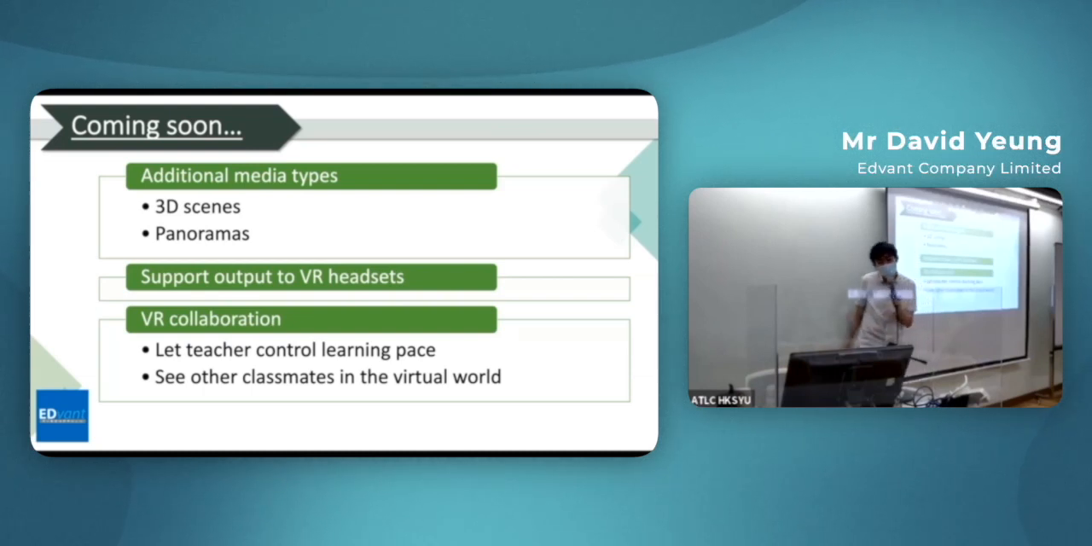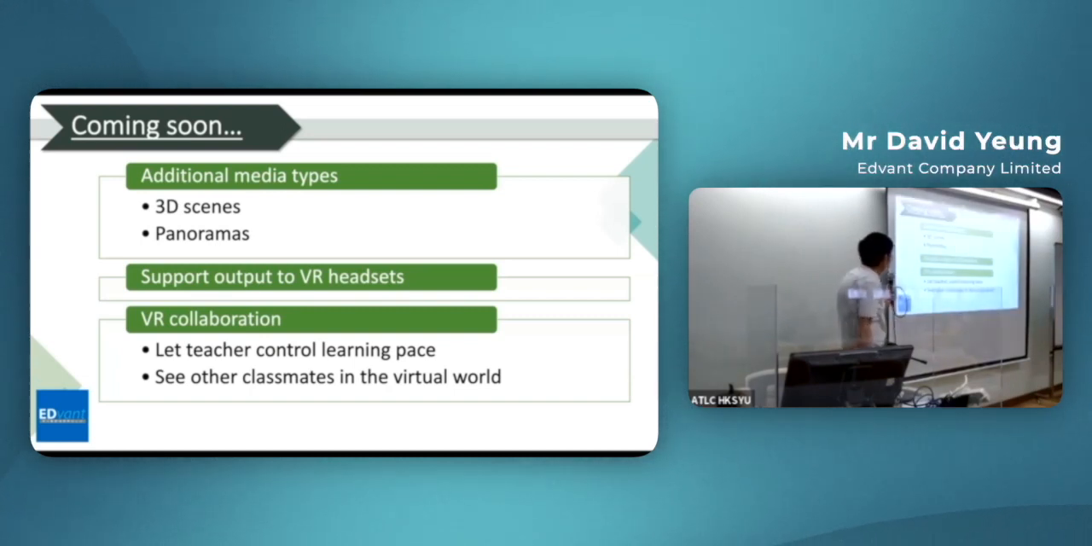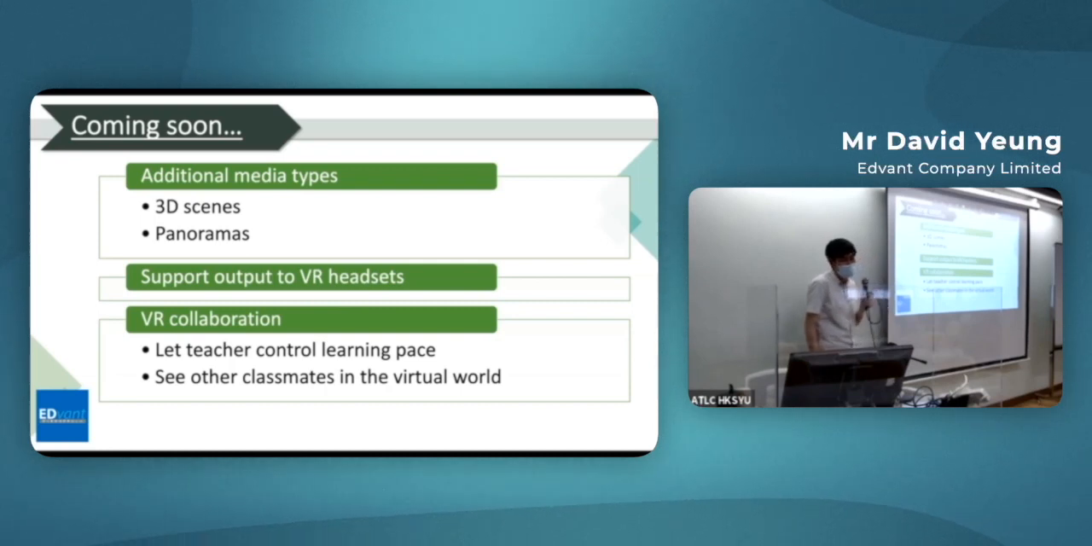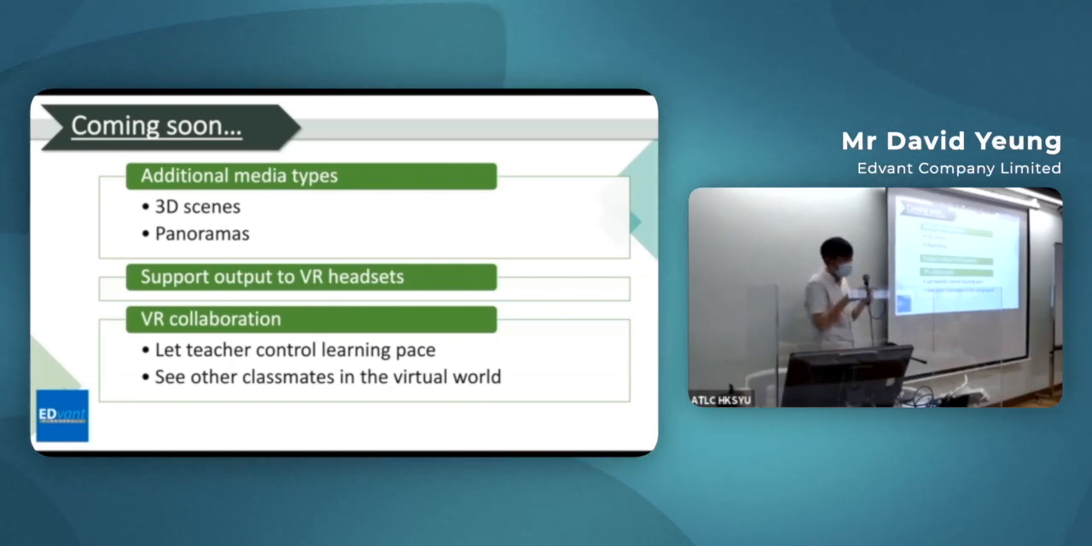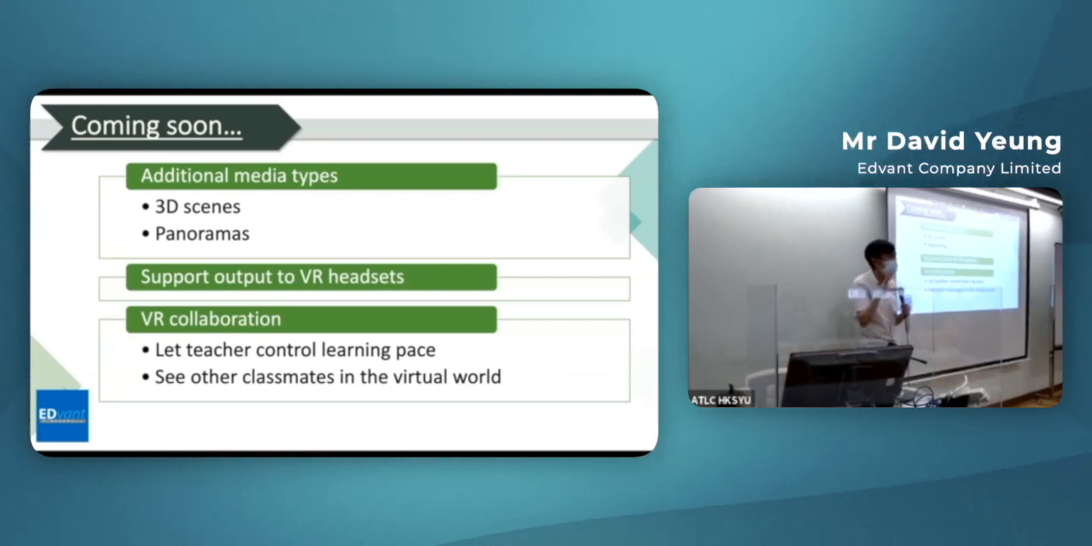We know that there are some limitations to our system, so we have some features planned in mind. The first is to support the additional media types which we didn't support, like the panoramas and 3D scenes. 3D scenes are very similar to 360 photos, but instead of moving to another photo, we move within the 3D world from one place to another.